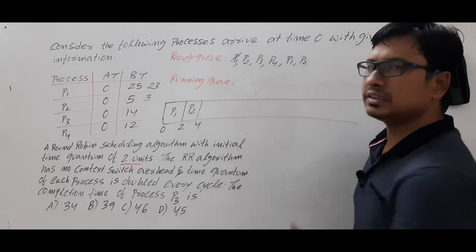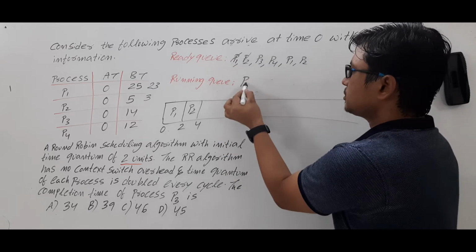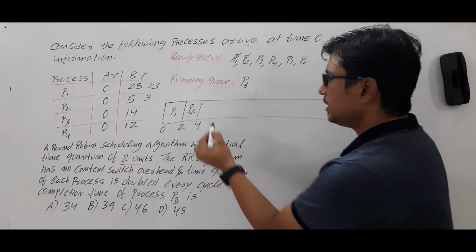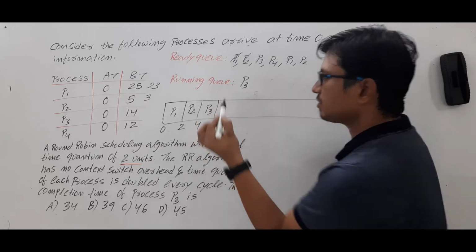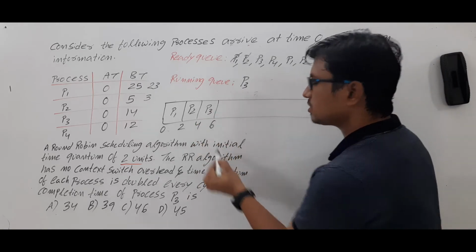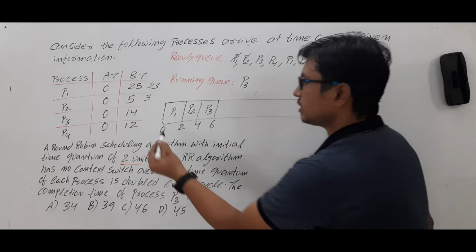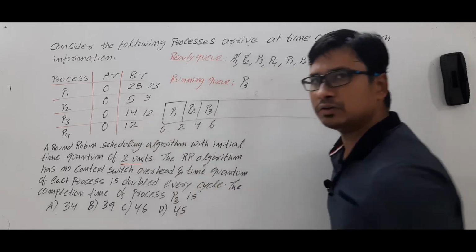Now process P3 will be dispatched to the running queue. It will run for 2 units of time. At 6 units of time, it has completed its time quantum. Its remaining burst time is 12 units.